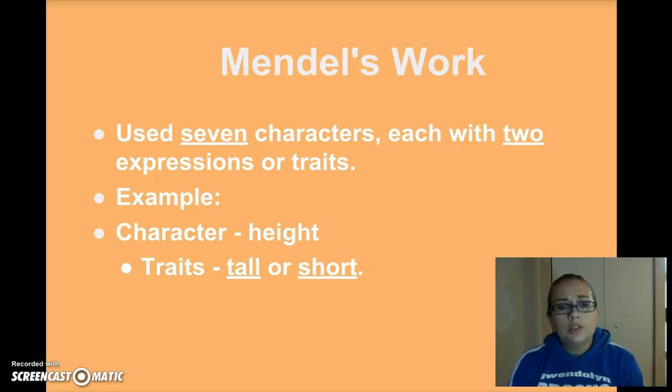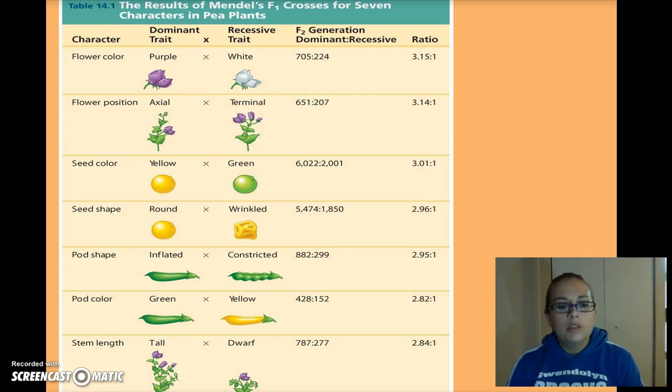So Mendel used 7 different characters, and each of those characters had 2 expressions or 2 traits. So when we use these words, characters and traits, an example would be that character is talking about height, and then the trait would be tall or short. Or a character could be flower color, and the trait would be purple or white, which is the example that we just looked at. This is a breakdown of the different characters.